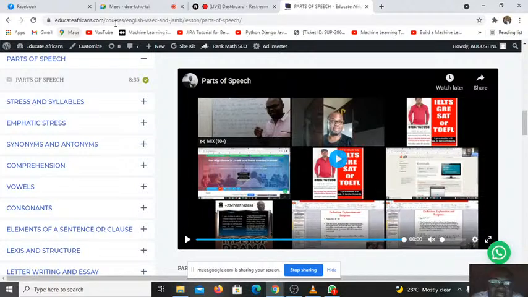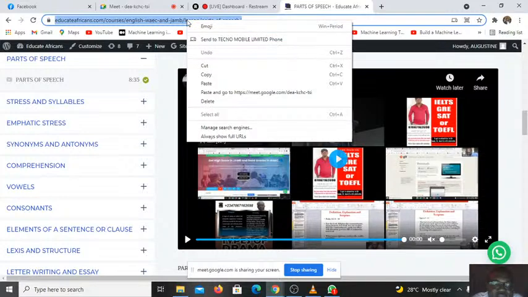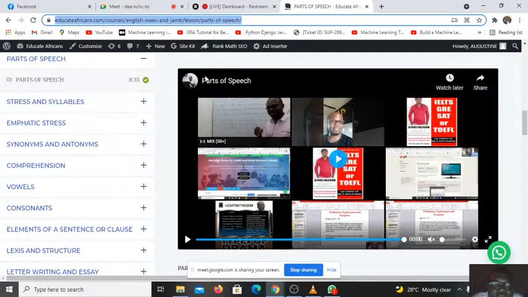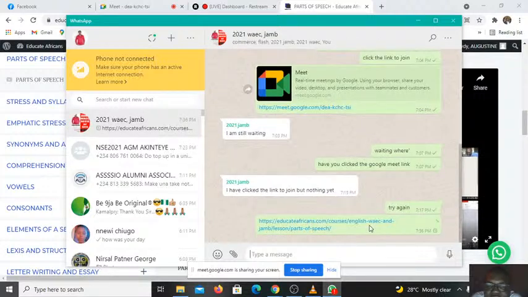The learning resources we are using, I'm going to paste them on the WhatsApp so that you see them. That is the resources we are using. The assignment is that you write it on a piece of paper, then use your phone to snap it and send it back to the WhatsApp so that I can mark it and evaluate you.